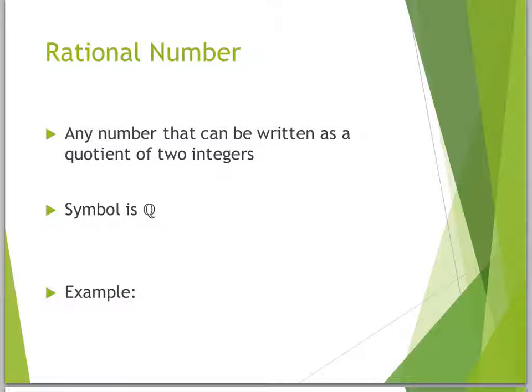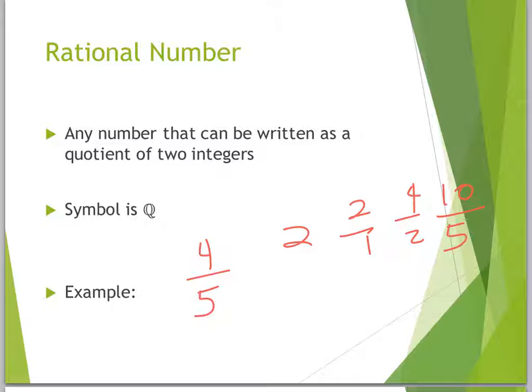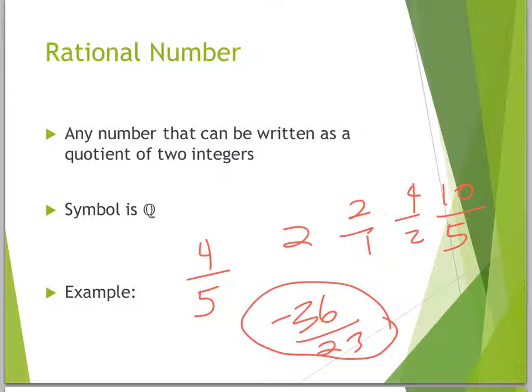So, example, 4/5. Example, the number 2, right? Because that can be written as 2 over 1, or 4 over 2, or 10 over 5, right? So there's the idea. Negative 36/23. How do you like that? Anything I can write as a fraction is rational.